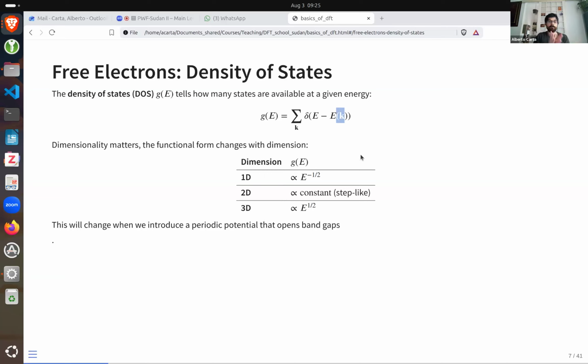The point I want to convey to you is that depending on the dimension of the system, this density of states is going to change. Whether we look at a molecule, a 0D system if you wish, and then start adding dimensions, a 1D system, a 2D system, or a 3D system, we are going to get different trends for the density of states.